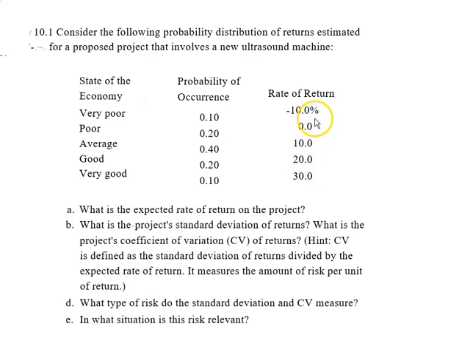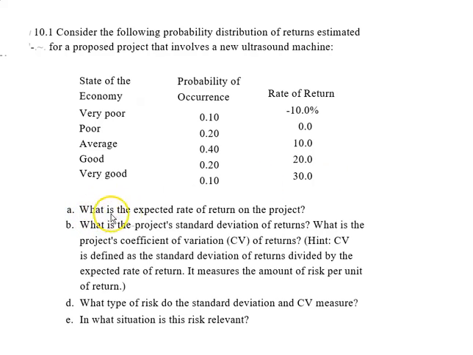So we've got question one, or number 10.1. Consider the following probability distribution of returns estimated for a proposed project that involves a new ultrasound machine. You've got these states of the economy. This should look familiar. We've used similar language in the lecture and in the book. We've got the probability of occurrence and the rate of return. Hopefully this chart looks familiar. If it doesn't, go back and watch the videos and make sure you are reading the chapter.